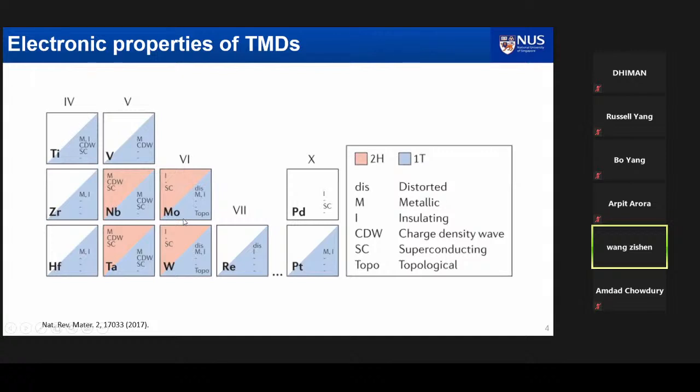TMDs have received wide research interest due to their various properties, such as superconductivity and topology. Among them, CDWs have been widely observed, and the distorted structures of the T prime and T double prime phases can also be regarded as CDWs. Besides, CDWs can coexist or compete with other properties, which makes CDWs deserve further study. In this work, we focus on the 5d group transition metal dichalcogenides.